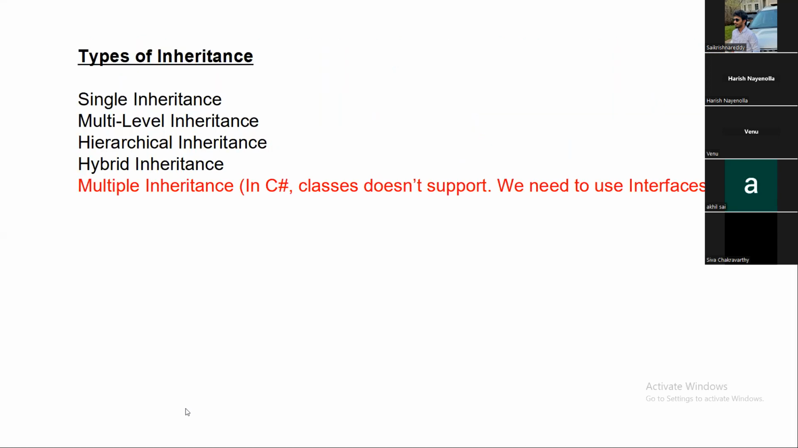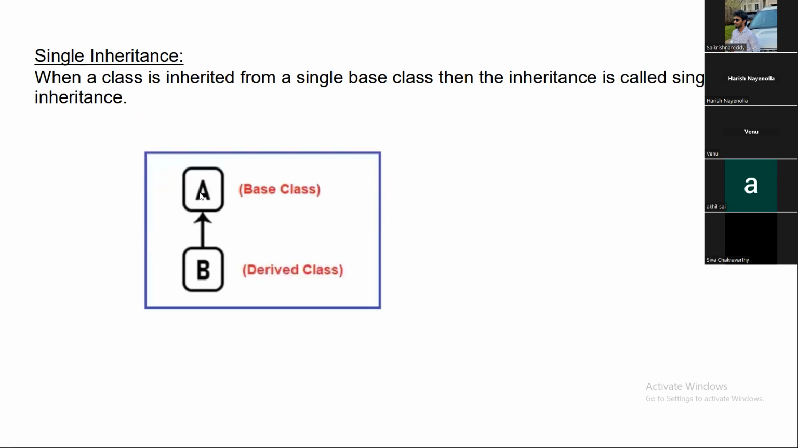So we have different inheritances. One is single inheritance, one is multi-level, one is hierarchical, one is hybrid, one is multiple. There are five different inheritances. Okay, but remember guys, C# doesn't support multiple inheritance. I will show you what exactly multiple is. But now you are fairly clear about single inheritance.